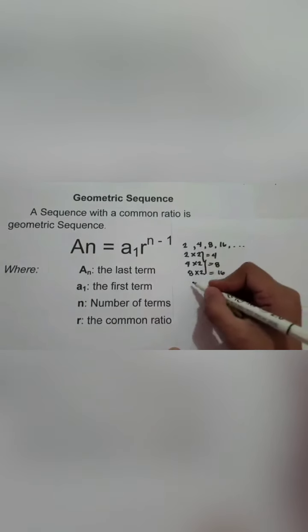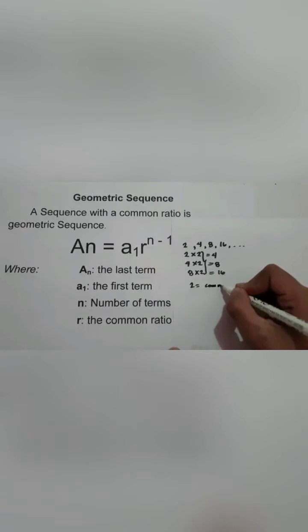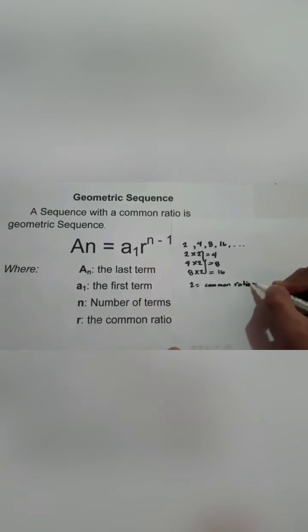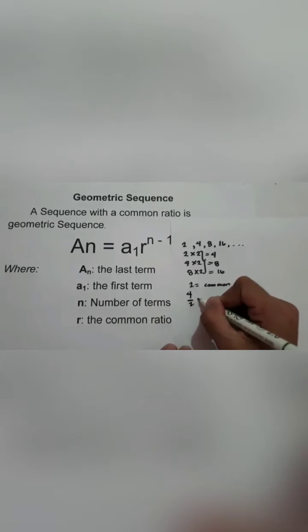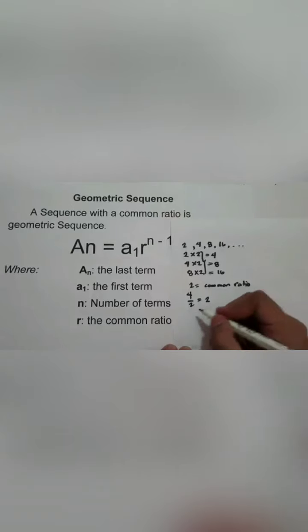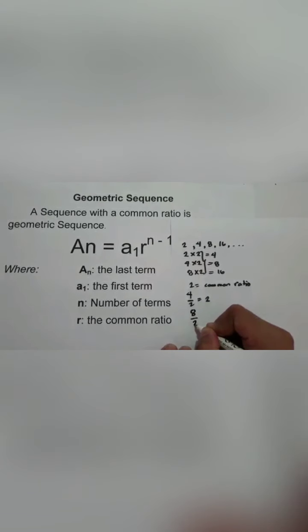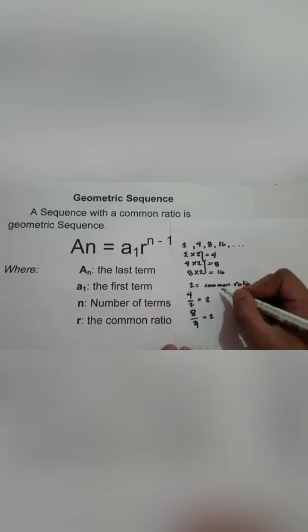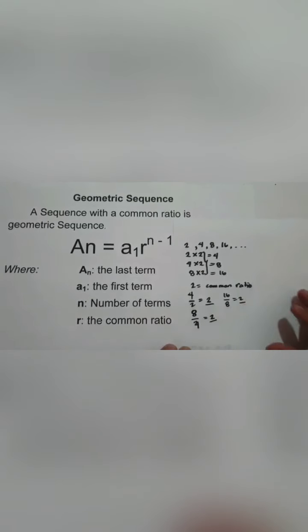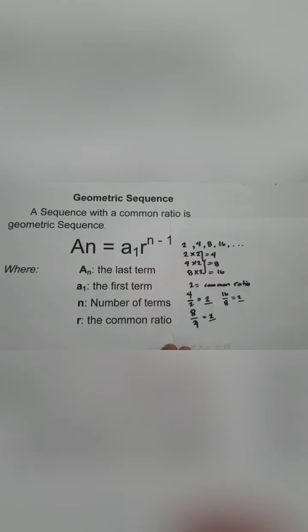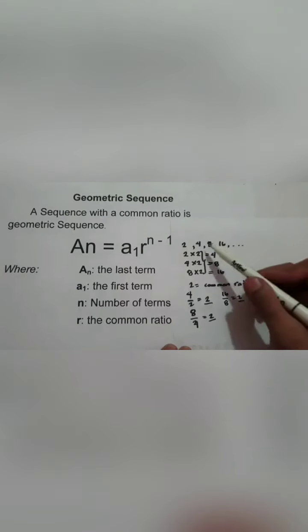2 is what we call the common ratio. To find the common ratio, simply divide the second term by the first term. That is 4 divided by 2 is 2. Or you can use 8 divided by 4, that is 2. And 16 divided by 8 is 2. So therefore, 2 is our common ratio. Again, to find the common ratio, simply divide the second term by the first term. That is our common ratio.